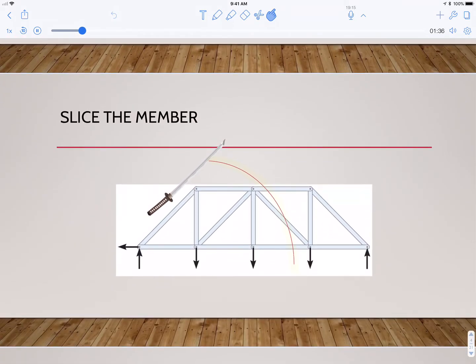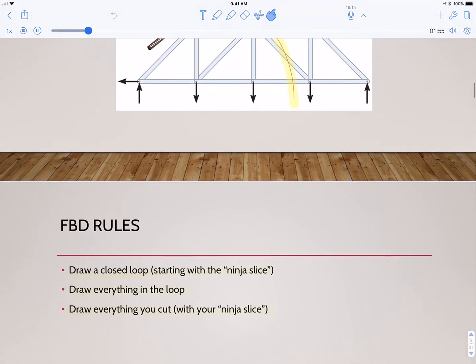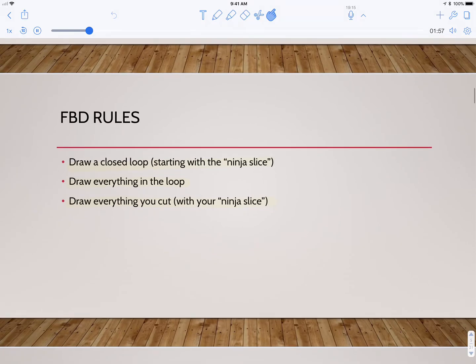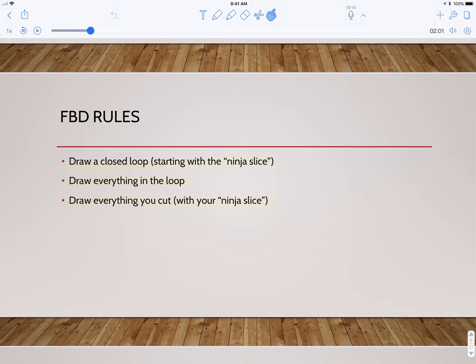So the first step is you slice through the member that you want to analyze. In this example, we're probably looking at one of these three members, and you slice through. I've been training you all semester to draw your free body diagram in these three steps, and this is why. We're going to apply it here. You're going to slice and draw a closed loop, starting with the ninja slice, and draw everything in the loop and only the things in the loop, and finally draw everything you cut with your ninja slice. And this is the method of sections.